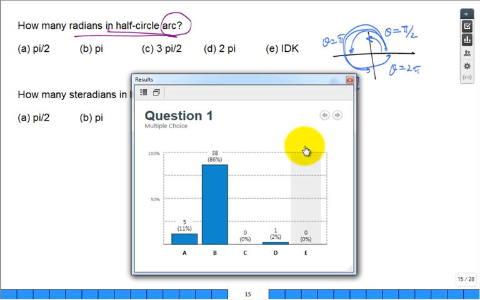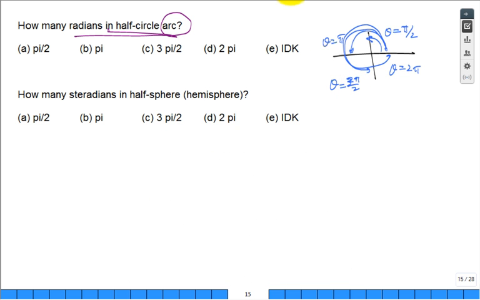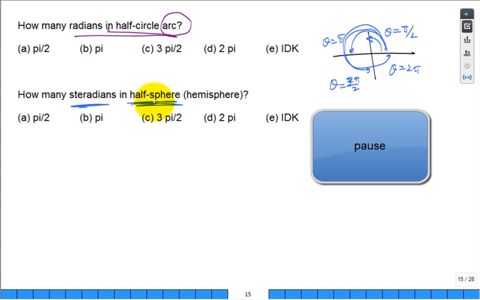So a half of a circle is just pi. All right, the next one. How many steradians are in a half of a sphere, or a hemisphere? How many steradians? What is a solid angle going above?